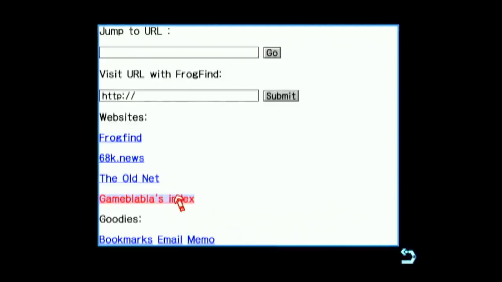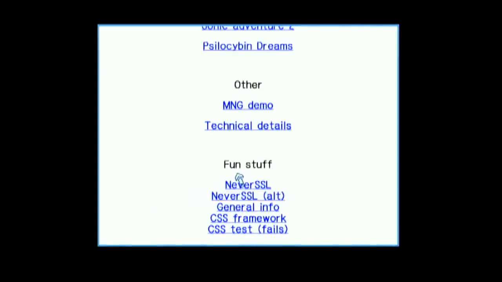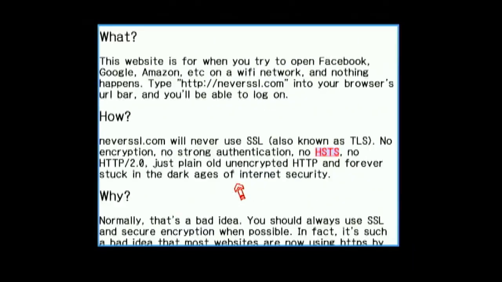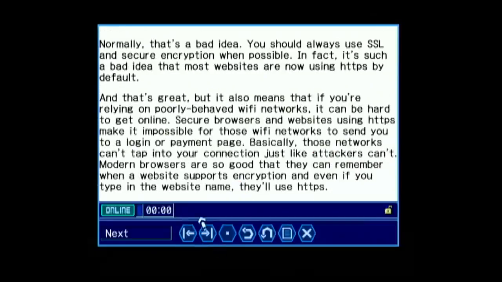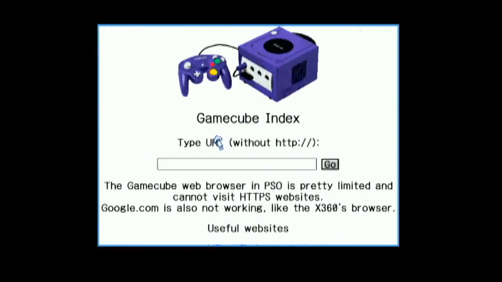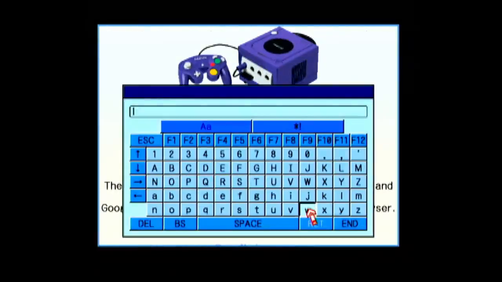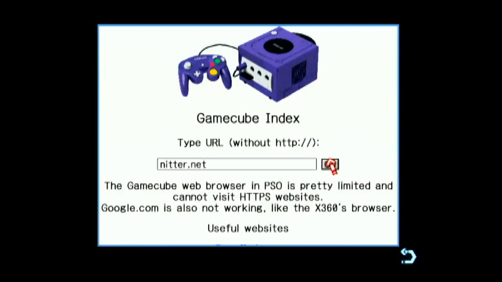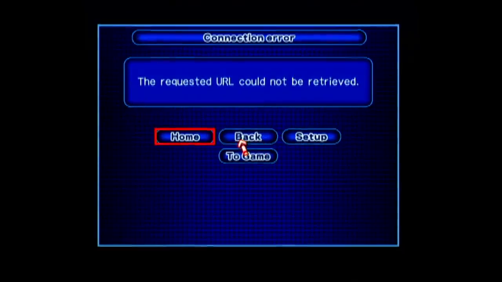Okay, so now there's also SSL, which works as expected. I think there is a Nitter instance for Twitter, but I don't think it works over HTTP, so let me check real quick. I don't think it will work, but I could try over Frog Find instead. That might work. It might not work. It doesn't.